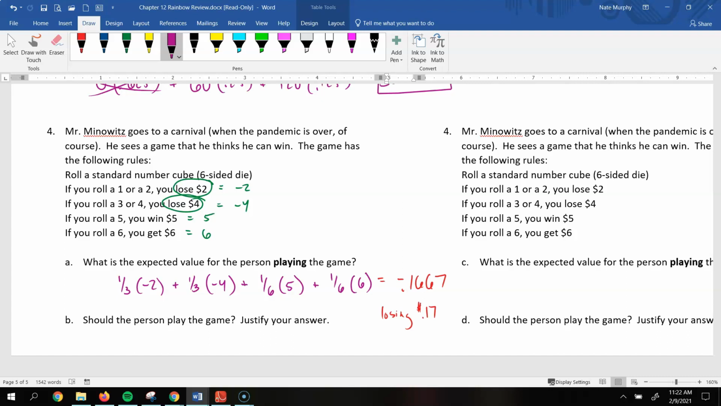So to answer part B, when it says, should the person play the game, since your expected value for playing the game is that you would lose 17 cents every time you play, it would probably not be a good game to play. So that's how you can figure out if it's a good game or a bad game in terms of the player. Now, the person running the game is going to profit off of each person. But as a player, it would not be a good game to play.